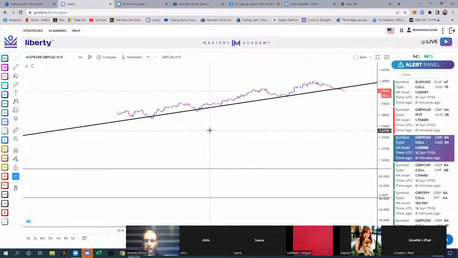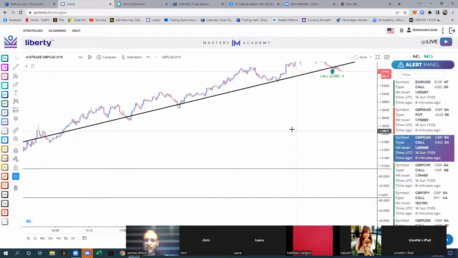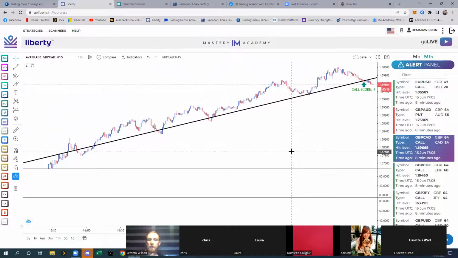you're wanting to basically find a balance between getting trade entries but also making sure that you don't miss the trade.